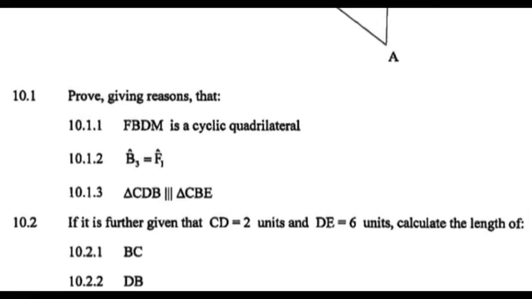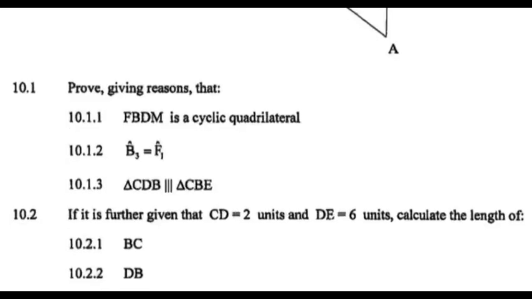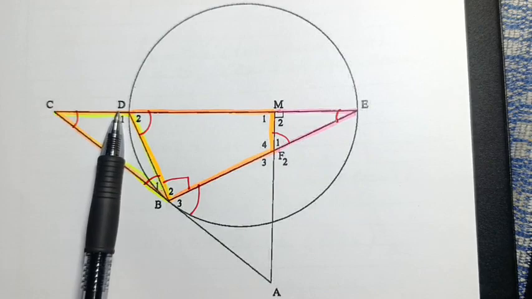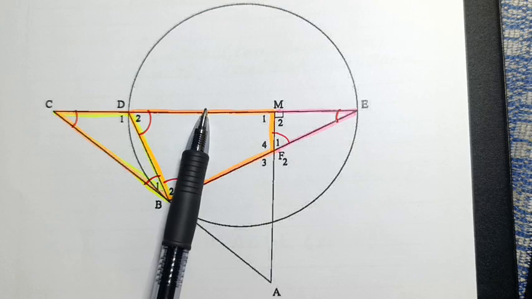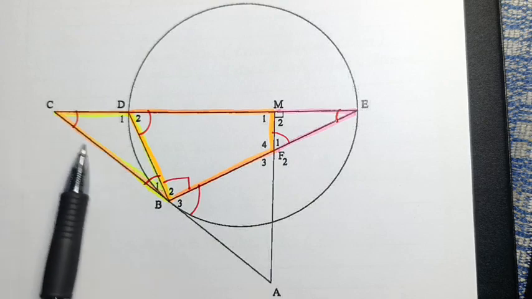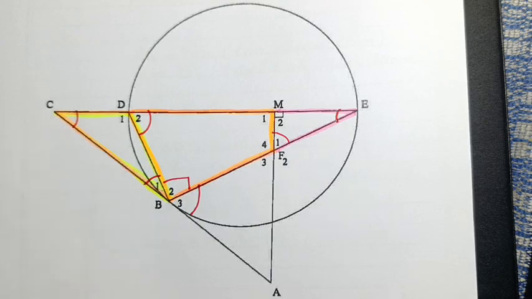10.2, if it is further given that CD is equal to 2 units and DE is equal to 6 units, calculate the length of BC and DB. Now CD is given 2 units and DE is given 6 units, and we need to find BC. Earlier we proved that these two triangles are similar, so I'm going to use that similarity to find the length of BC.